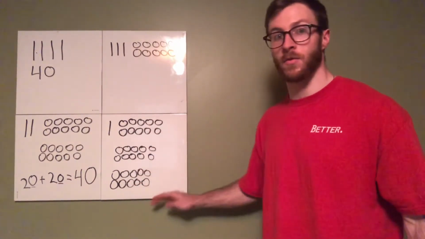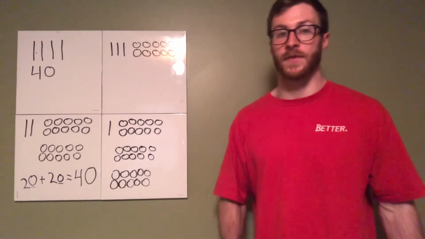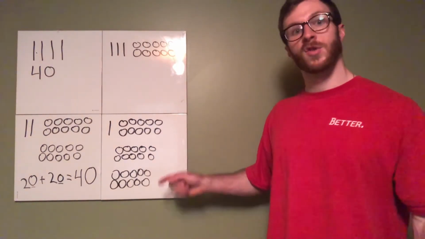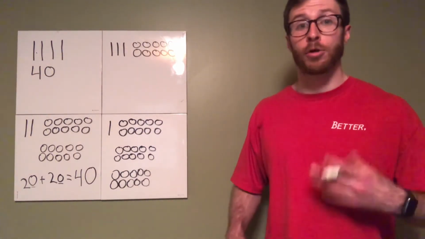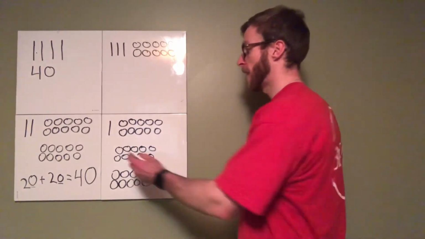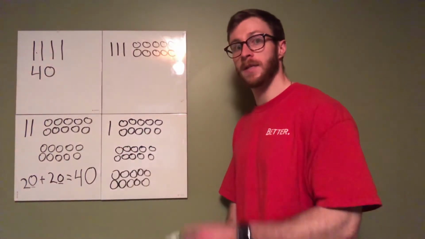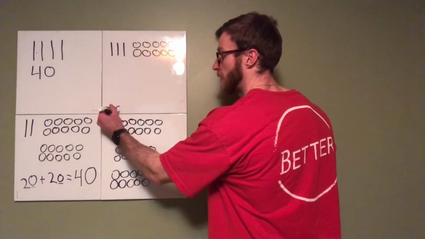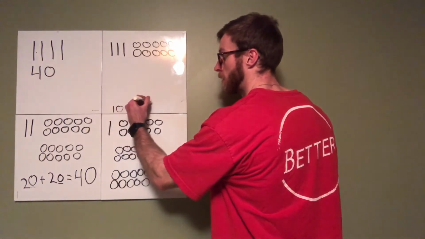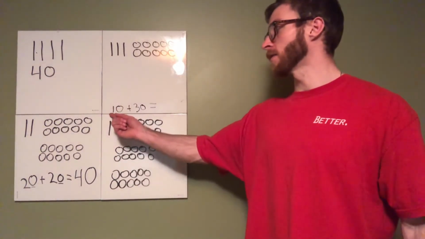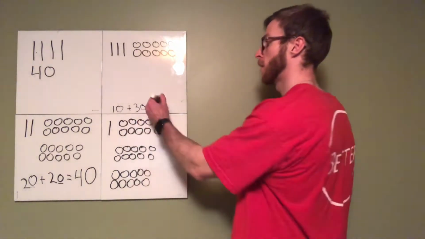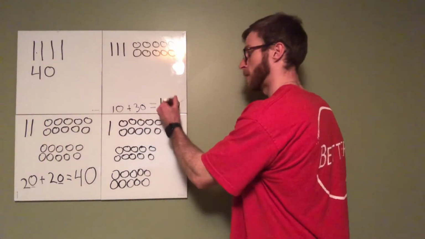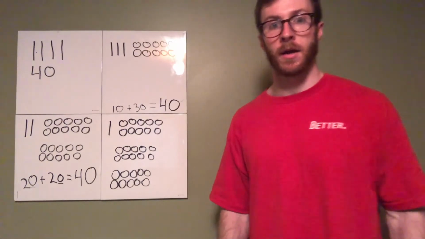So how many 1s do I have all together if I have 3 groups of 10? 10, 20, 30. So I must have 30 1s, 30 loose ones. That's a lot of them. But if I have 1 10 plus 30, well, that's going to be 10 plus 30. So I'm going to write it up here. 10 plus 30 equals, well, let's look at our 10s. 1 10 plus 3 10s equals 4 10s. 0 1s plus 0 1s equals 0 1s. So there's another way of showing 40.